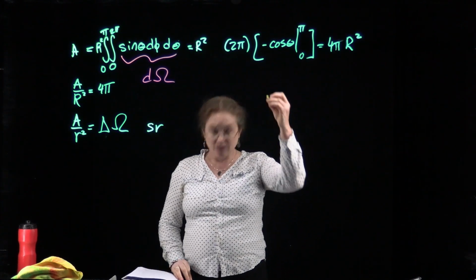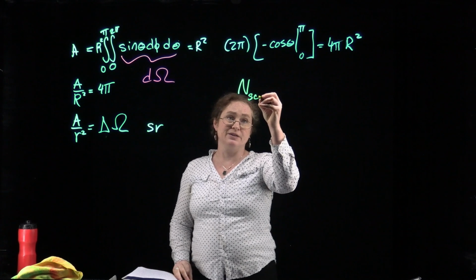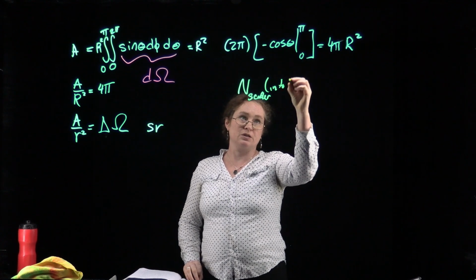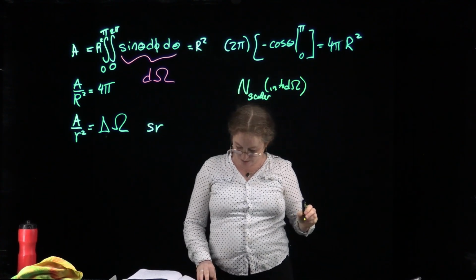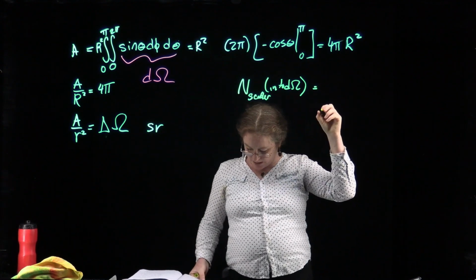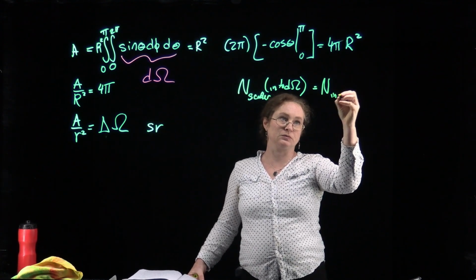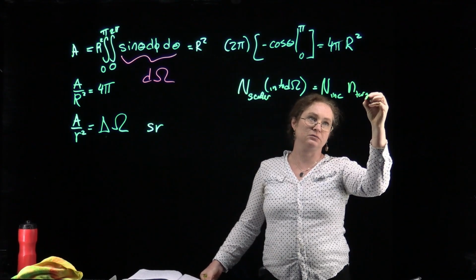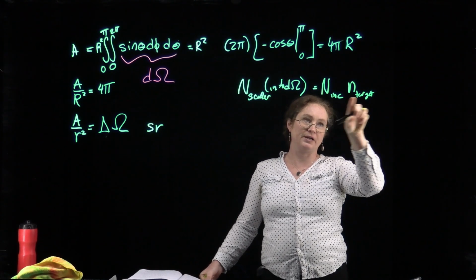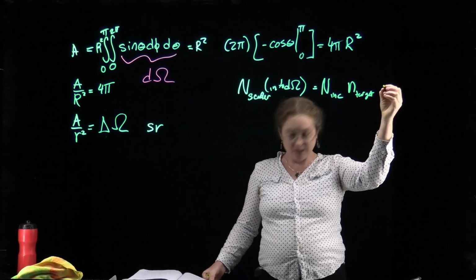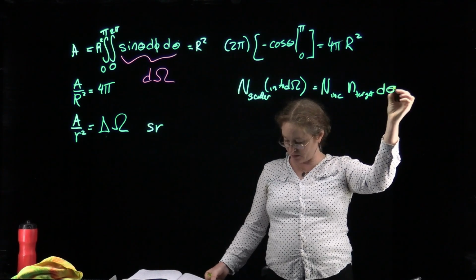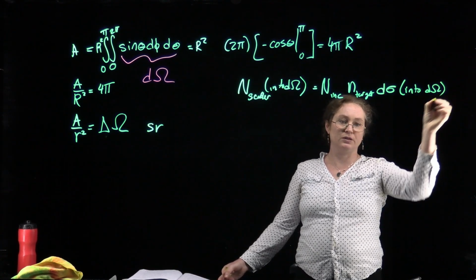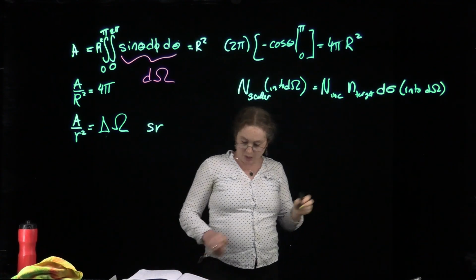So here, I can look at the number of scattered projectiles into some segment of the solid angle d omega. And here we're just going to use our definition of the cross-section: the number of incident projectiles, the number density of targets, and then we have a small segment of the cross-section, and specifically it's the amount of the cross-section that goes into d omega.